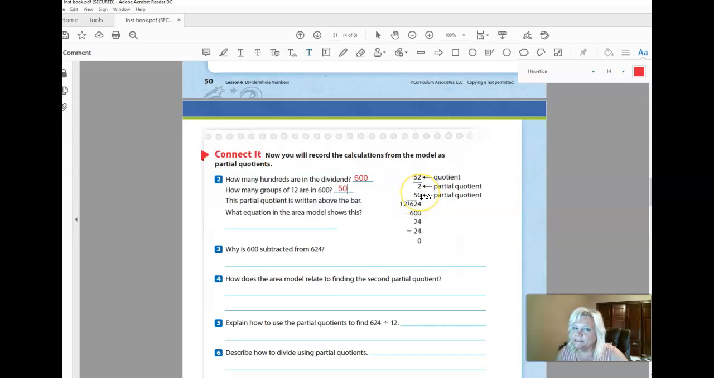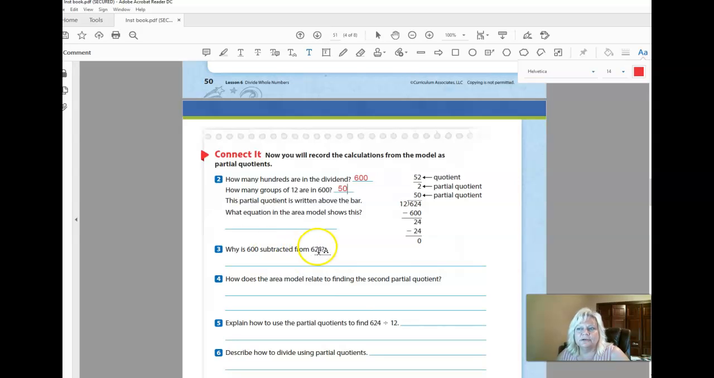So we're doing the exact same thing as the box. We're using the 50 first and saying, okay, let's subtract that 600. Then we're using the 24 and we know that that's going to be 2 times. And that little line says, okay, let's add up. 50 plus 2 is 52. The equation in this area model shows this. The partial quotient is written, it shows the 52.